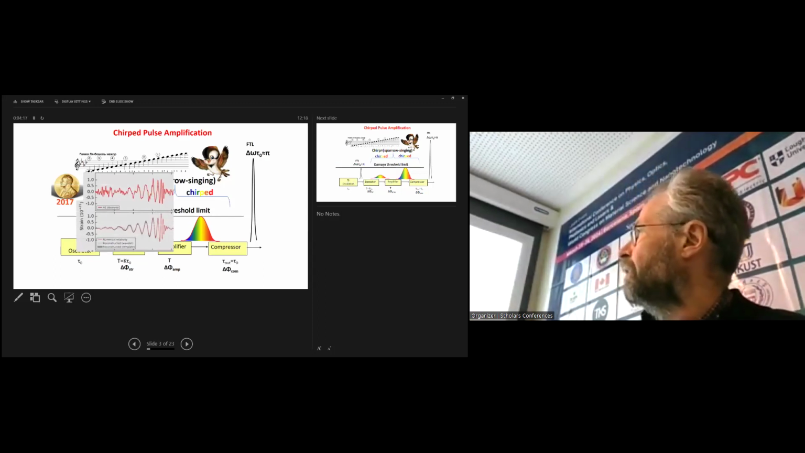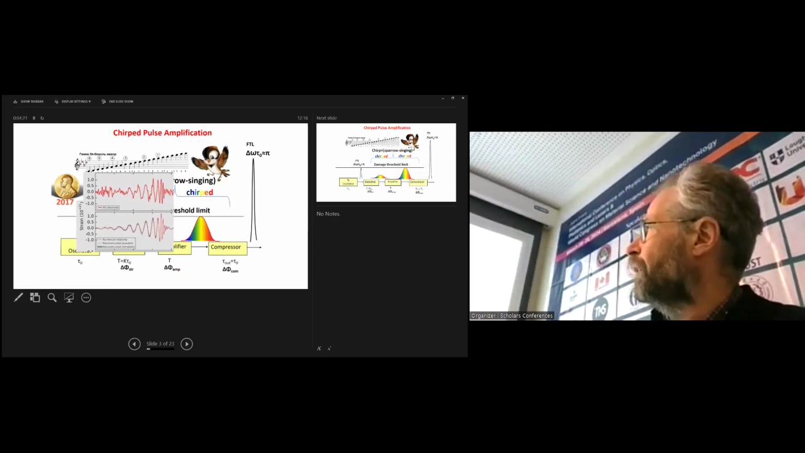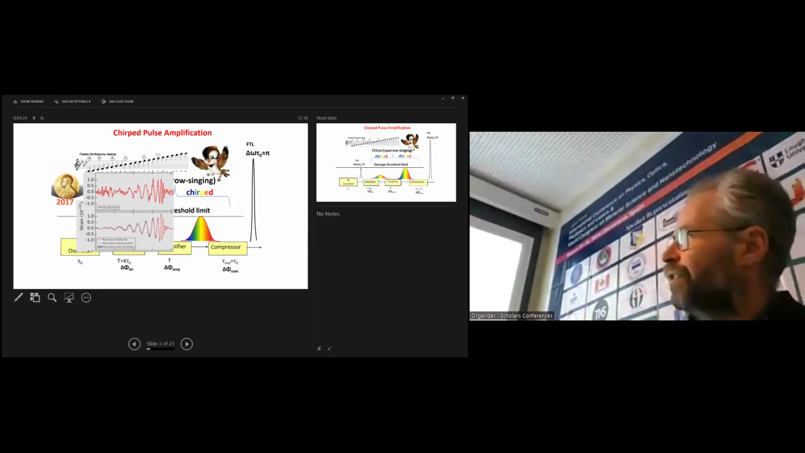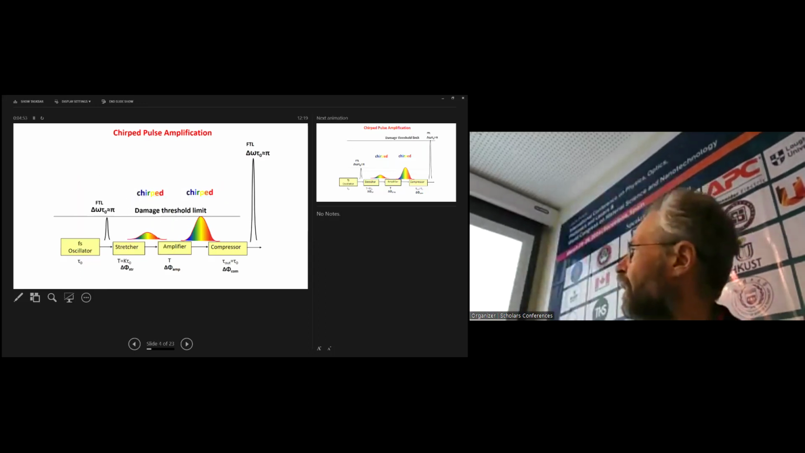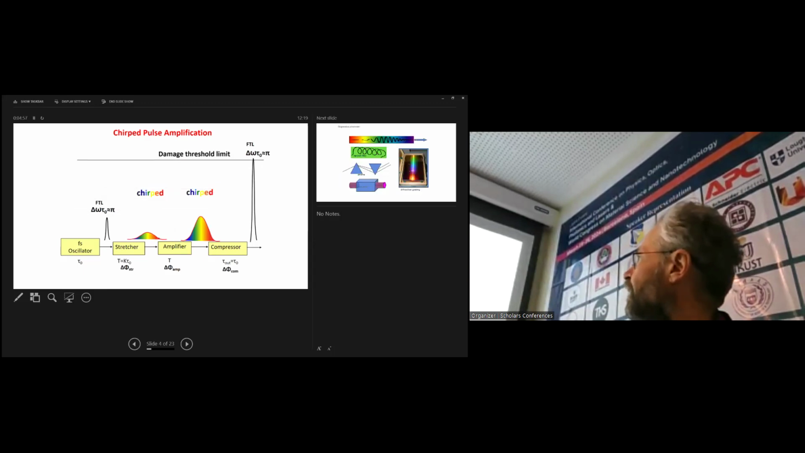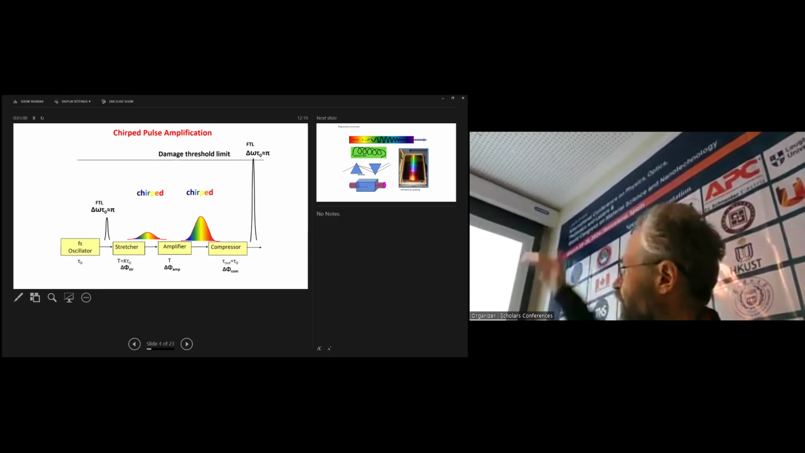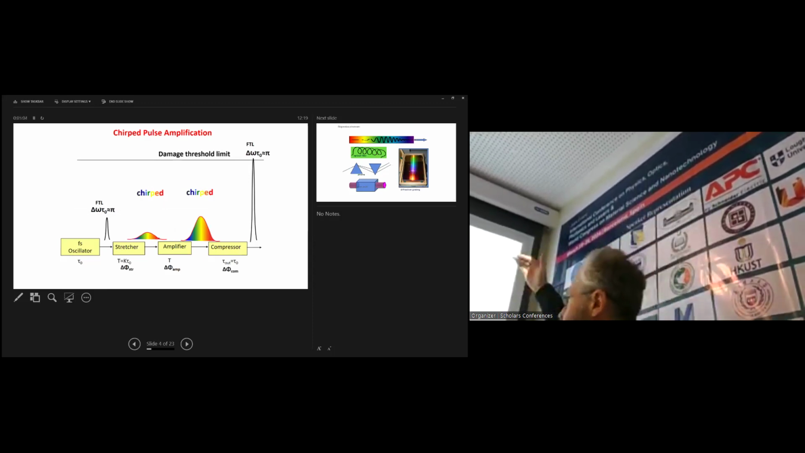Just to mention that such a short pulse comes not only in the laser field. This picture is a signal from a gravitational wave observatory, which was another Nobel Prize, and you can see this is the signal of the gravitational wave, and it looks exactly the same: low frequency first and high frequency at the end of the pulse. So using this trick, we can increase the peak power without exceeding the damage threshold of the amplifier.